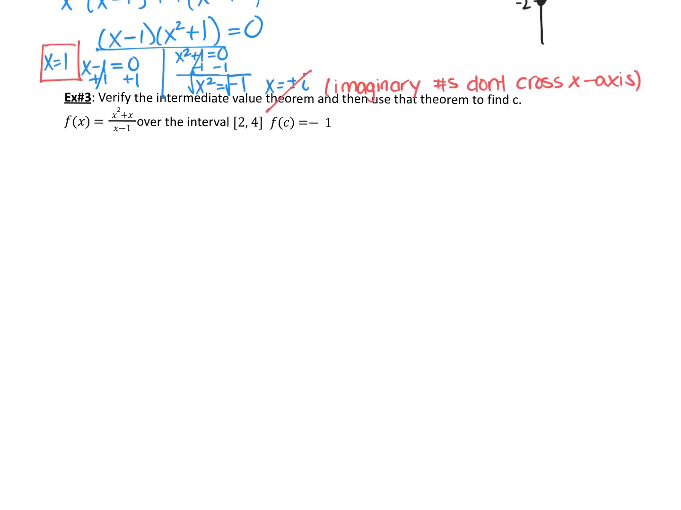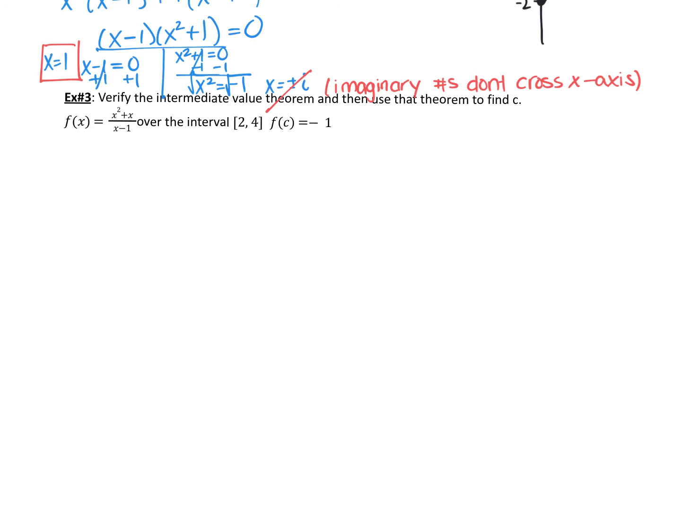All right, last but not least is number 3. It says verify the intermediate value theorem and then use it to find c. So the first thing you should notice is that this is actually a rational function. And rational functions have holes and or vertical asymptotes.